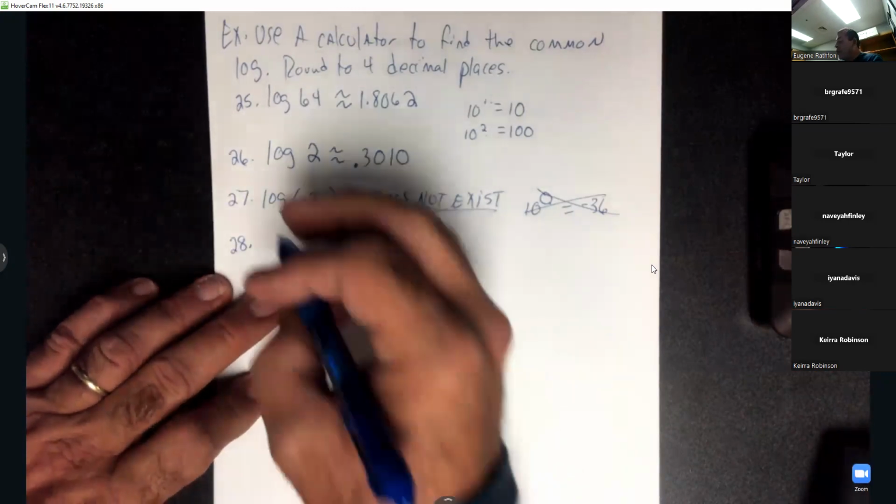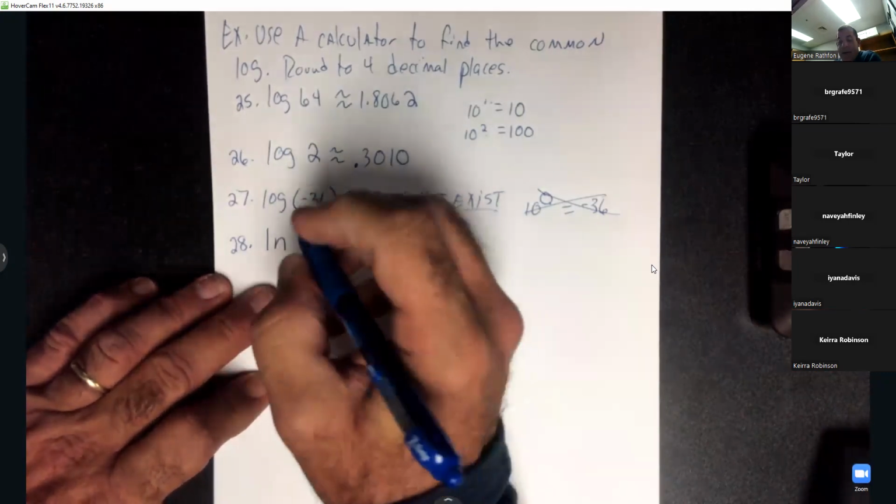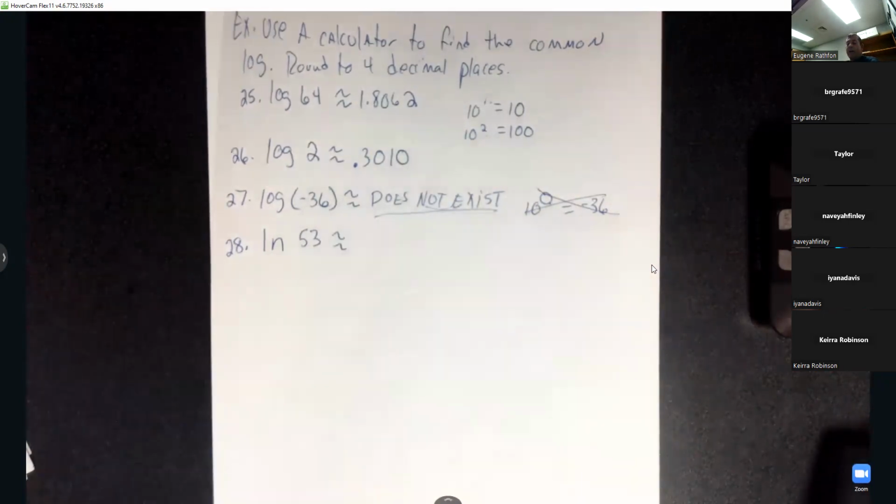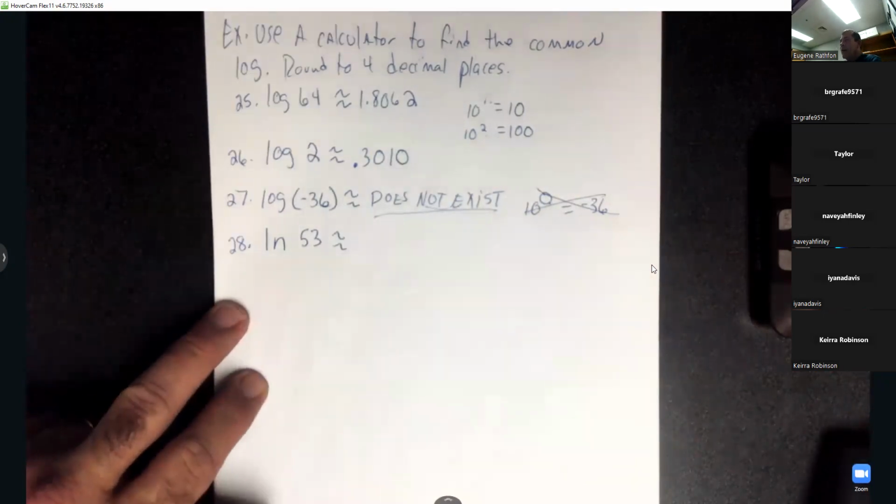All right, same thing they wanted us to do with the LN. So how about an LN of 53? So round me off an LN of 53 to 4 decimal places, y'all.